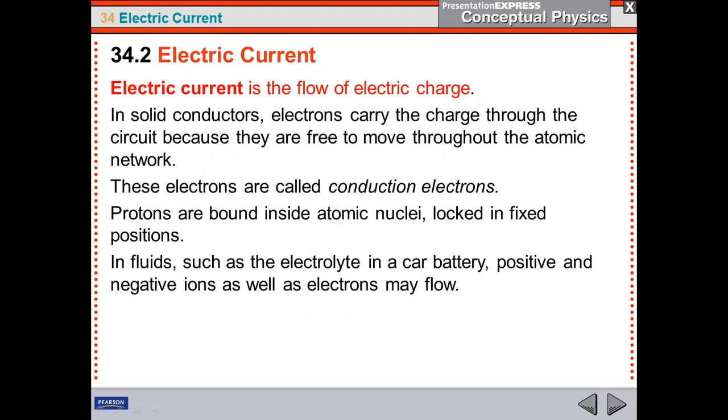In solid conductors, electrons carry the charge through the circuit because they are free to move throughout the atomic network. Because it is a solid conductor, the electrons are called conduction electrons. As you know, protons are bound inside atomic nuclei, locked in fixed positions. In fluids, such as the electrolyte in a car battery, positive and negative ions as well as electrons may flow.